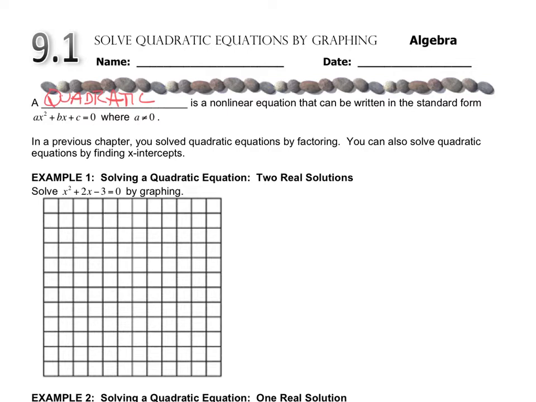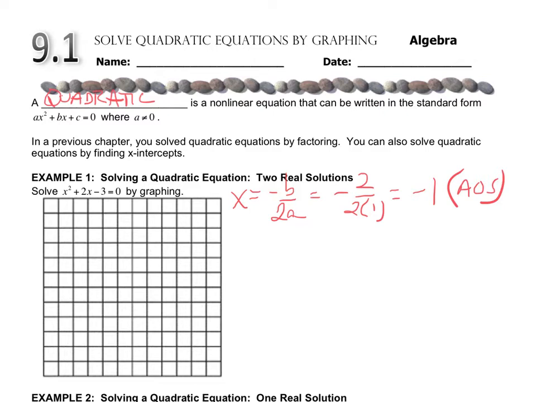Obviously, if a was equal to 0, then we would have bx plus c equals 0, which would be a linear equation. So for example 1, we are trying to solve x squared plus 2x minus 3 equals 0 by graphing. You'll remember from the last chapter, what we would first do is find our axis of symmetry with x equals negative b over 2a, and we would fill in the 2 for the b and the 1 for the a, and when I reduce that and solve, I get negative 1, and this would be my axis of symmetry.